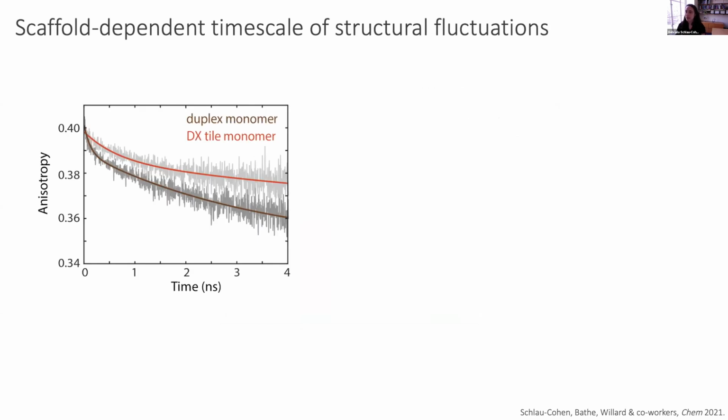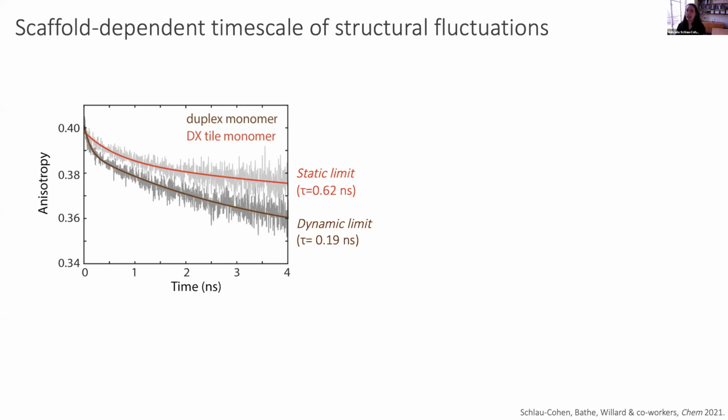To think about what might be going on, we can return to this fluorescence anisotropy. What we see within this anisotropy decay is that not only is the magnitude of the cone angle different, but the time scale of the anisotropy is different, where for the DX tile, the structural fluctuations are slower. There's a 0.62 nanosecond timescale of the structural fluctuations. We can contrast that with a duplex. It's more flexible, it has a shorter persistence length, and consistently, the timescale of those fluctuations is faster.